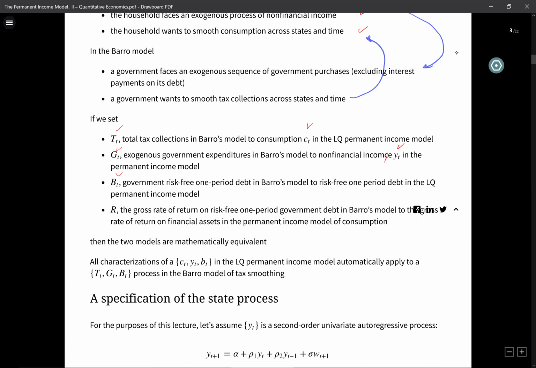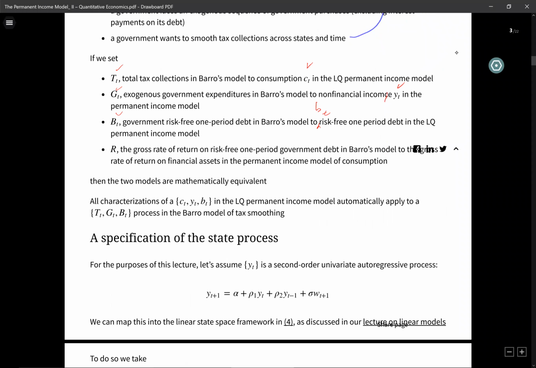in Barro's model, we're going to let that be equal to V_T, risk-free one-period debt in the LQ permanent income model. And we're going to let R, the gross interest rate on one-period debt in Hall's model, equal the gross rate of return on financial assets in the permanent income model. So we're just going to match those things up. And then the two models are mathematically equivalent. So all the characterizations of C, Y, and B in the LQ permanent income model are automatically going to apply to a tax, government expenditure, and government debt process in the Barro tax smoothing model.